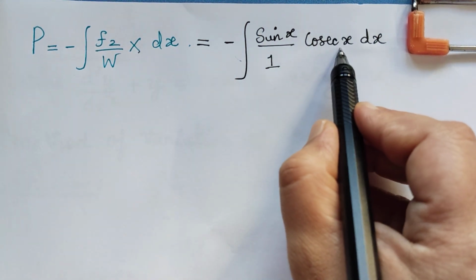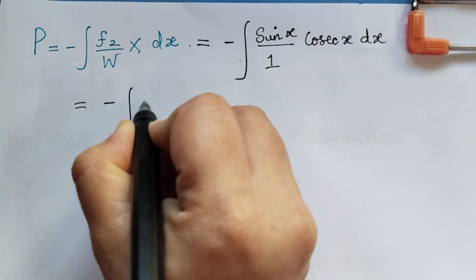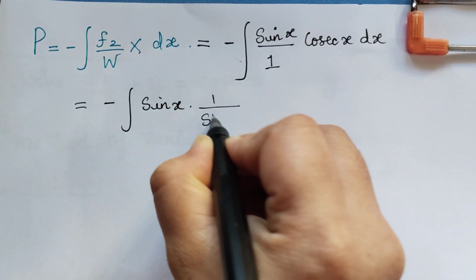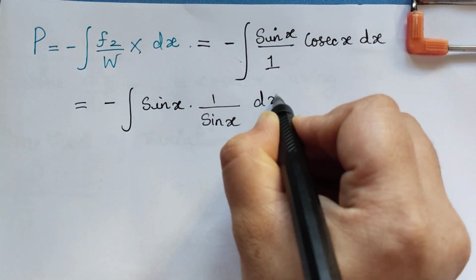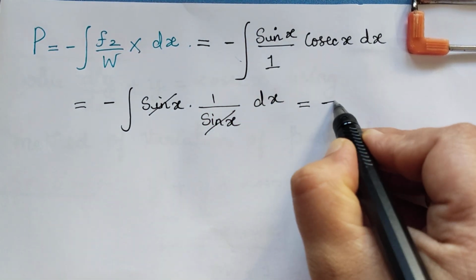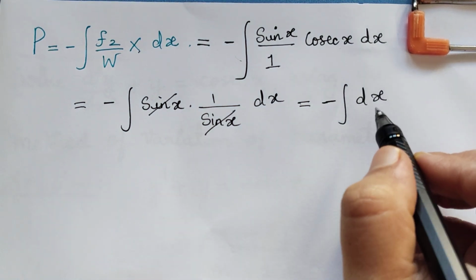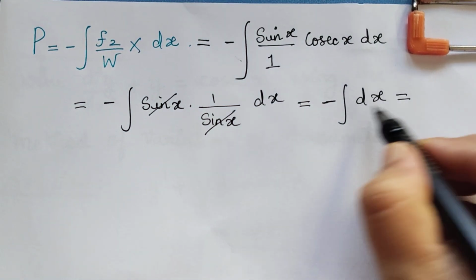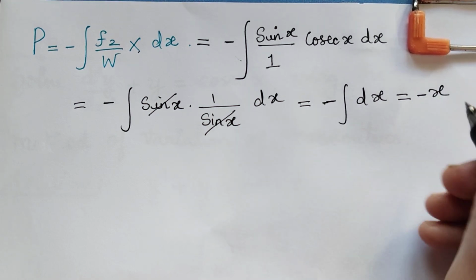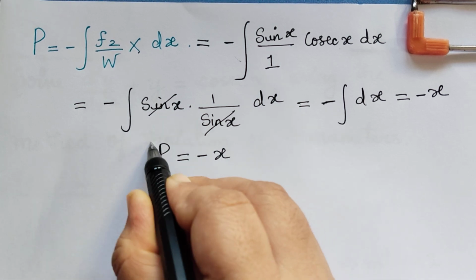Now we have to integrate this. We know that cosecant x is 1 by sin x. So this will be equal to minus integral sin x multiplied with 1 by sin x dx. And so the sin x and sin x get cancelled, and this will be equal to negative integral dx. What is integral dx? It is x. We have a negative sign here, so it is equal to minus x. Therefore we have obtained the value of P to be equal to negative x.